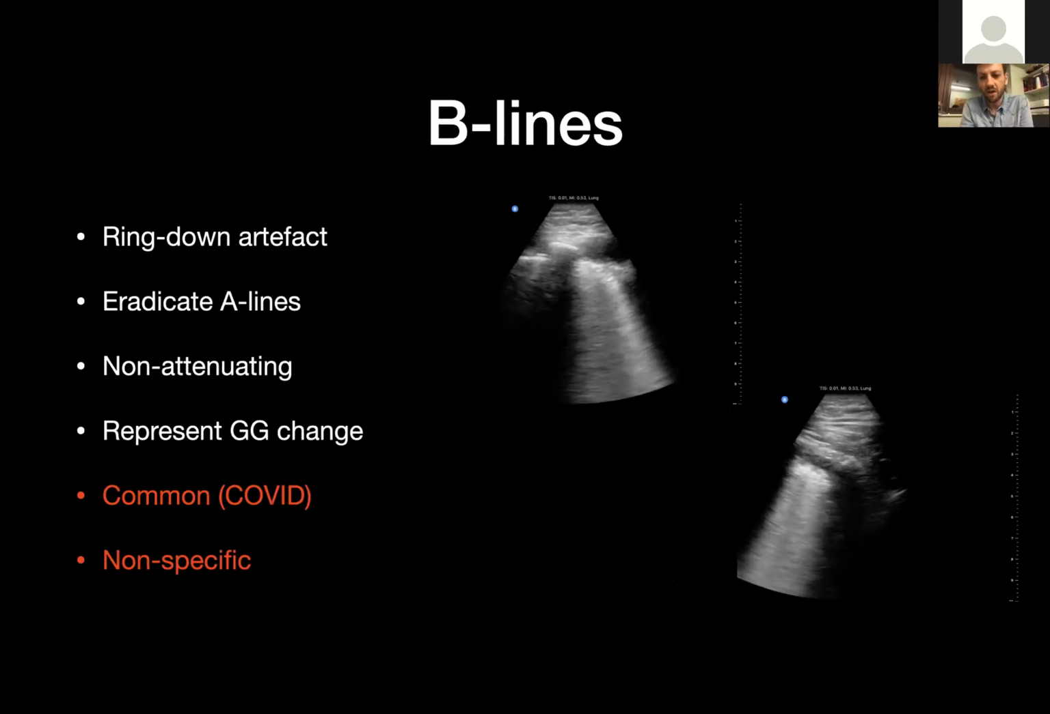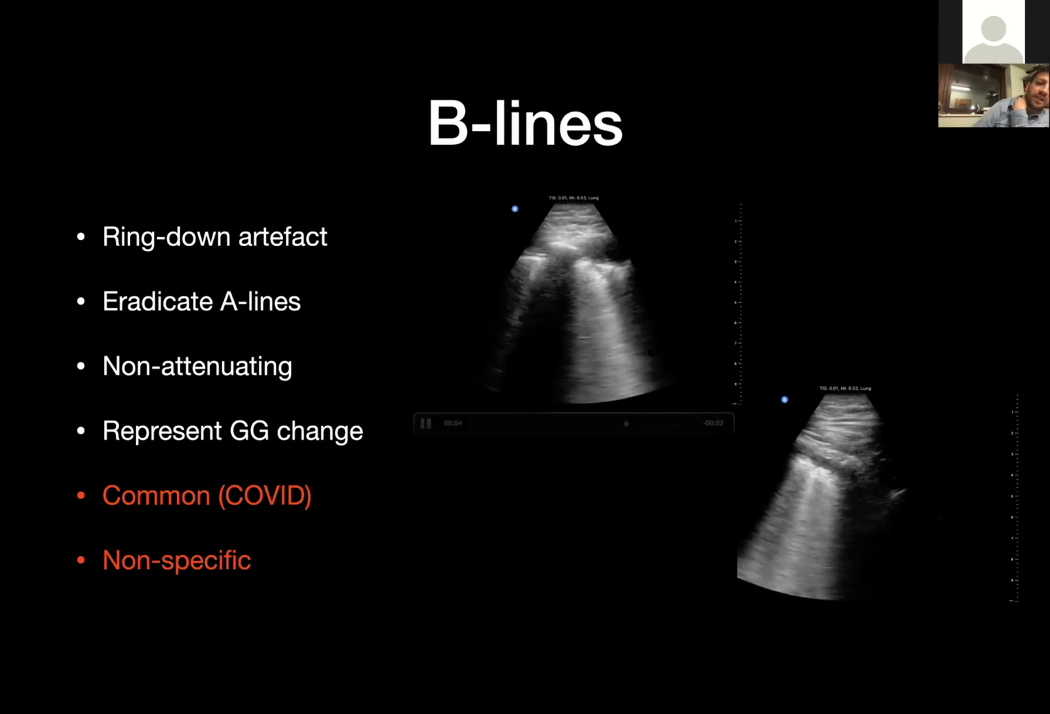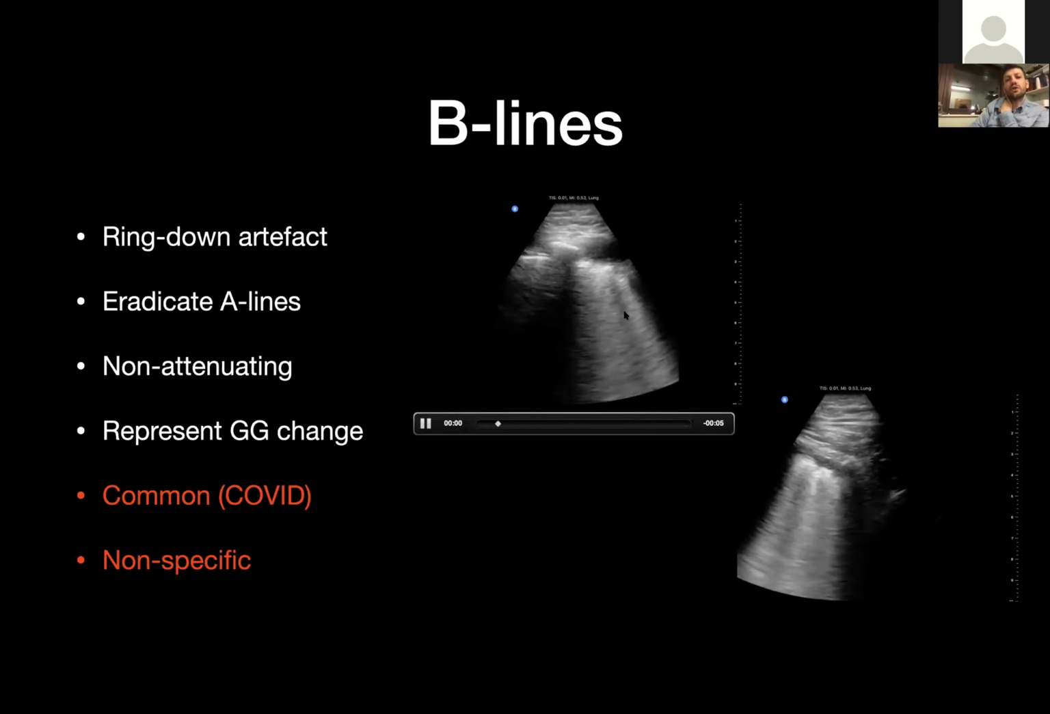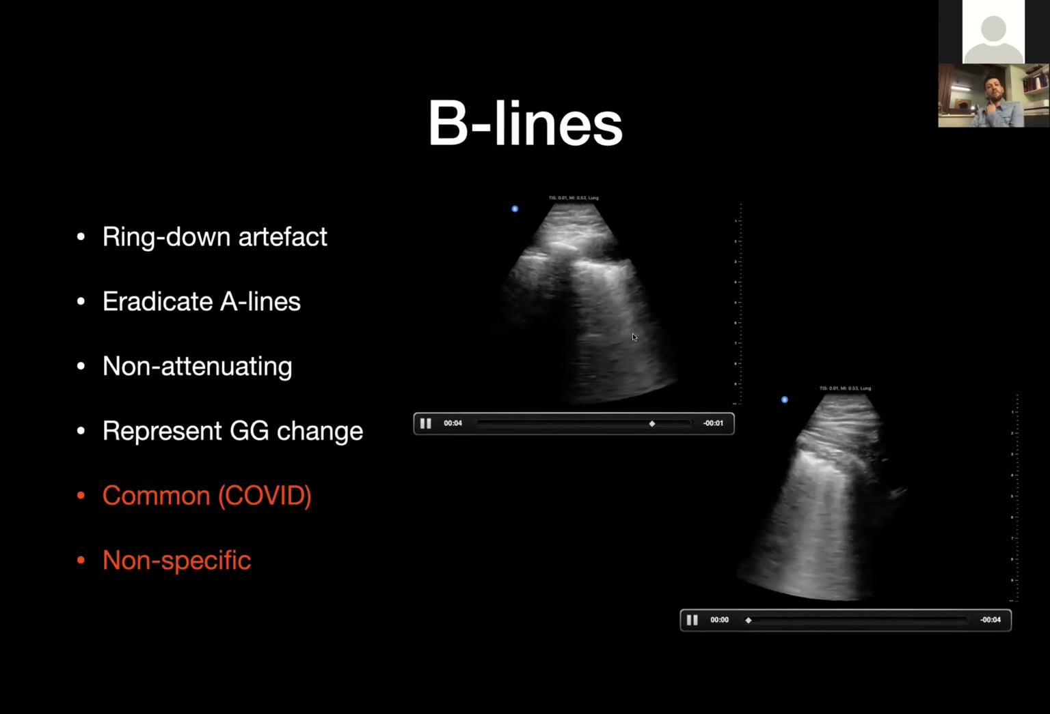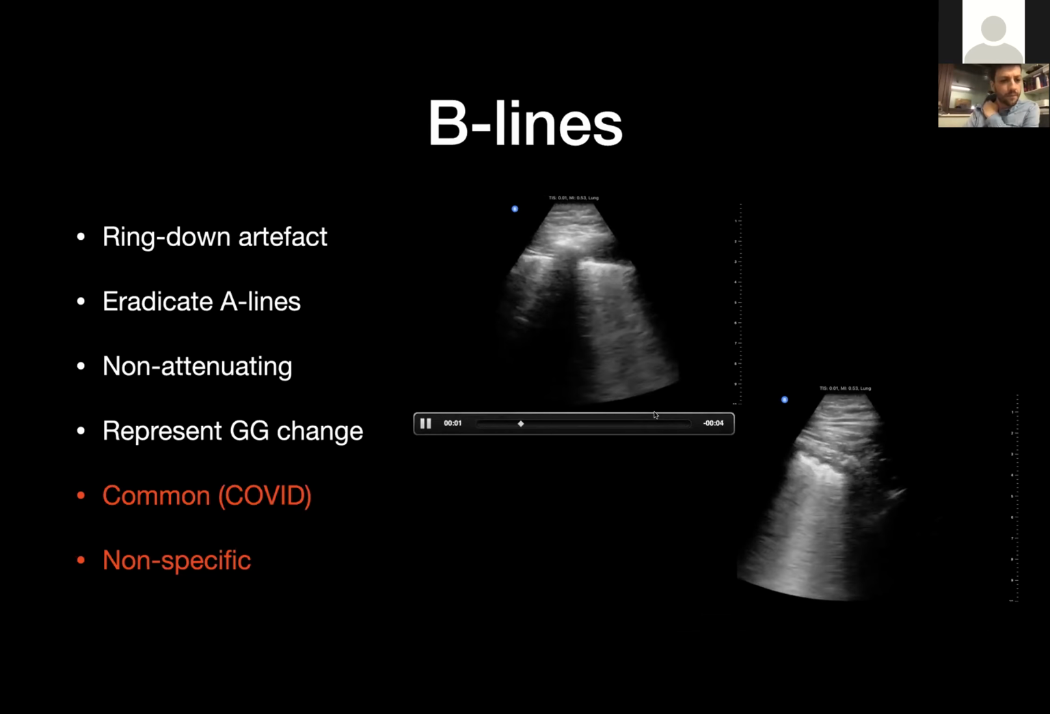So we'll start with B lines. Here we've got a couple of COVID cases with B lines. You see these long, bright white artifacts extending all the way from the pleural line. They eradicate the A line, so we see no A lines, and they extend the entire way down your image. It doesn't matter how high you've set your depth, you will see a non-attenuating artifact from the pleural line.